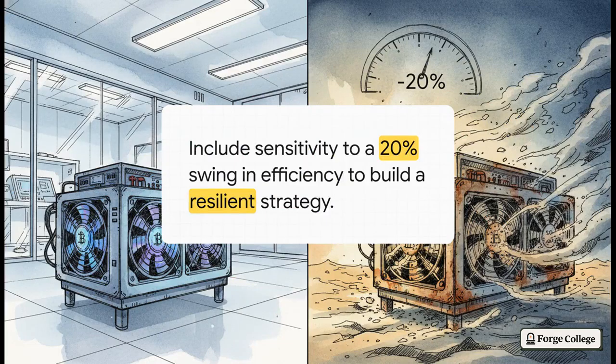We also have to prep for the unpredictable real world. Do not forget to stress test your mathematical model by factoring in a 20% swing in equipment efficiency. Remember, the numbers on a manufacturer's spec sheet are tested in a pristine, climate-controlled laboratory. Your actual machines? They're going to be sitting out in a dusty warehouse in Texas or freezing up in Iceland. Filters clog up, thermal paste degrades, silicon ages. If your strategy completely falls apart and goes bankrupt just because your machines run 20% less efficiently than advertised, well, you don't really have a resilient strategy.